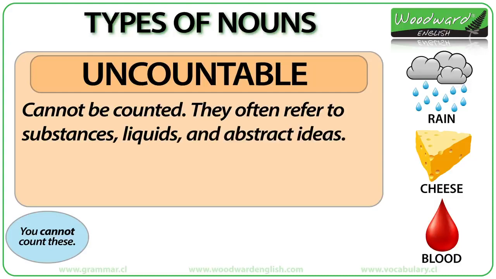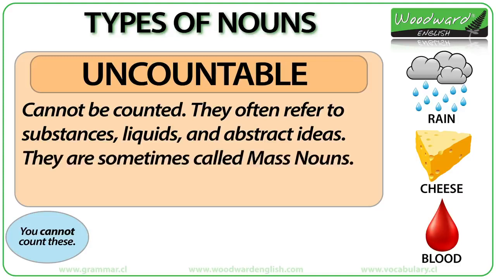Uncountable nouns often refer to abstract ideas like happiness, time, information. You cannot count happiness. You cannot say, oh look, I have 3 happinesses. No, it's not possible. So happiness is an abstract idea and is uncountable. Sometimes uncountable nouns are also called mass nouns.